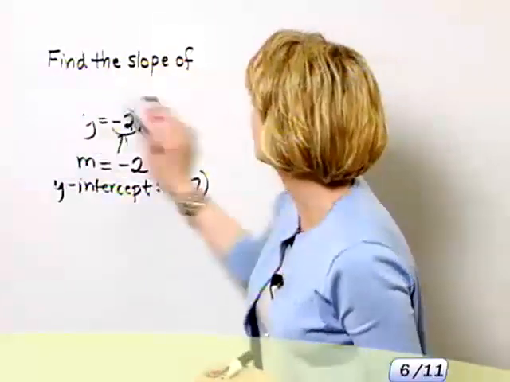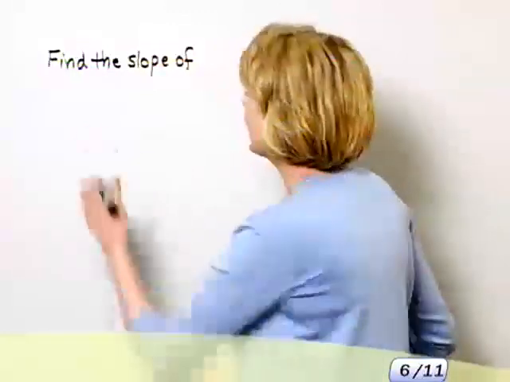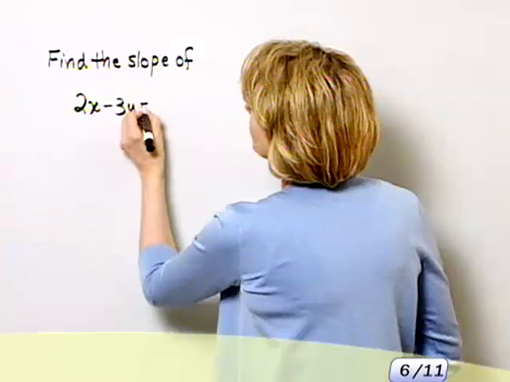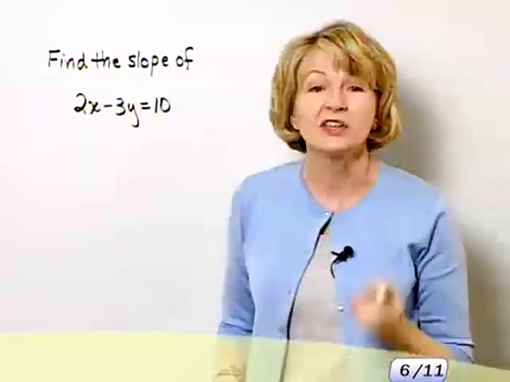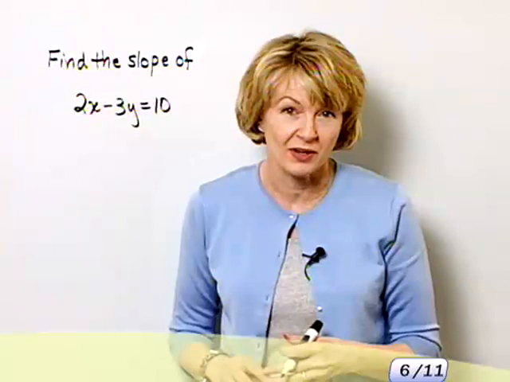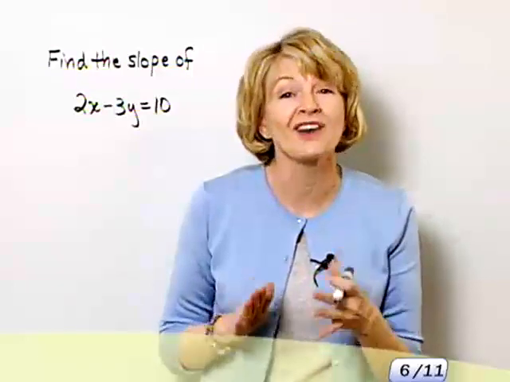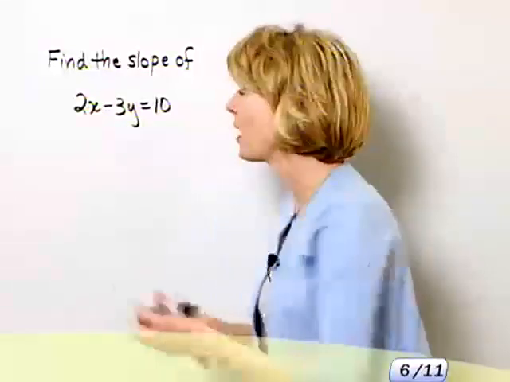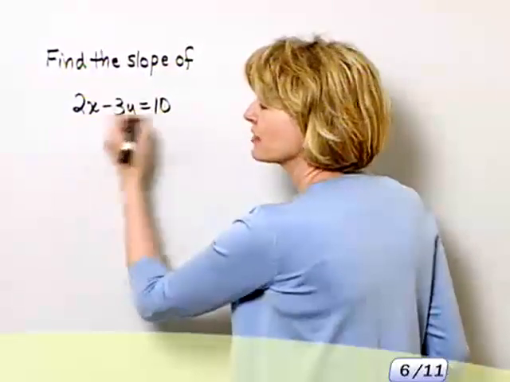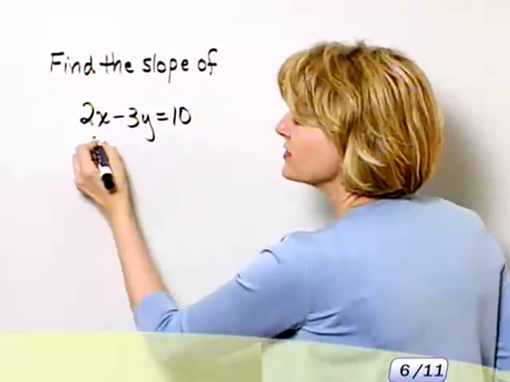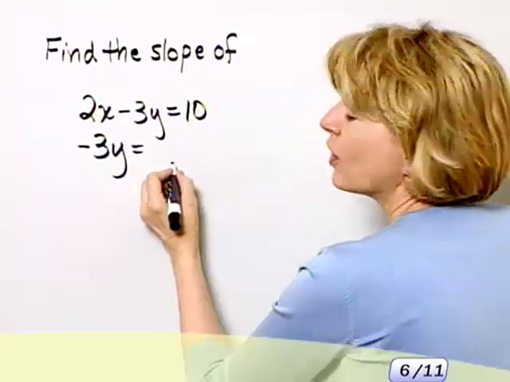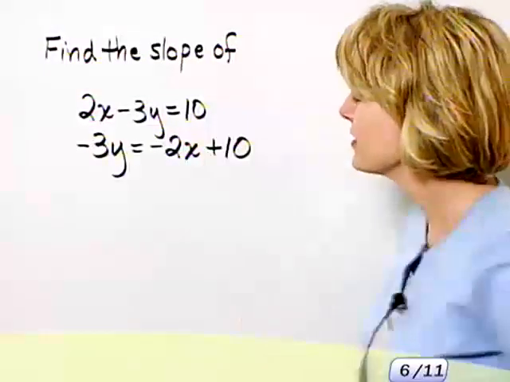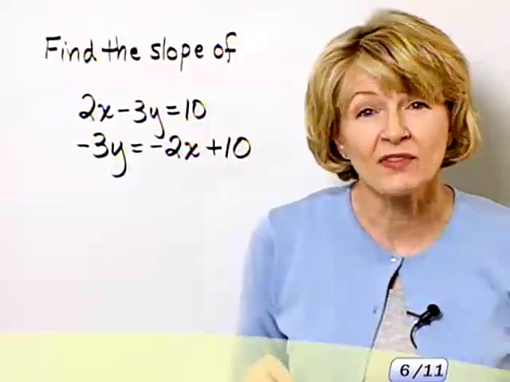Let's find the slope of the line defined by 2x minus 3y is equal to 10. We'll use the slope-intercept form. To use the slope-intercept form, we solve this equation for y. To solve it for y, I will subtract 2x from both sides. So on the left side, I'll have negative 3y. On the right side, I'll have negative 2x plus 10. Now, how do I finish solving for y?